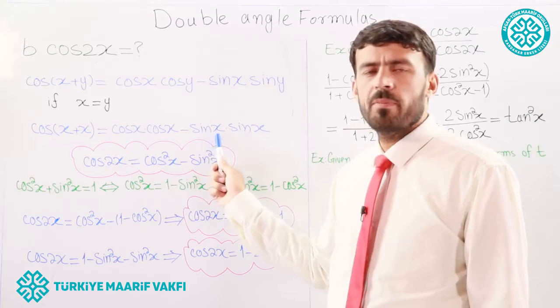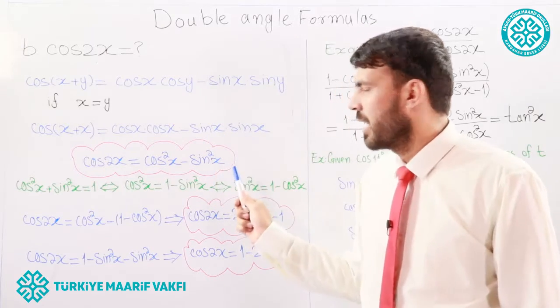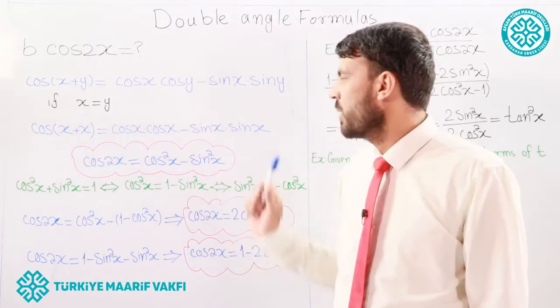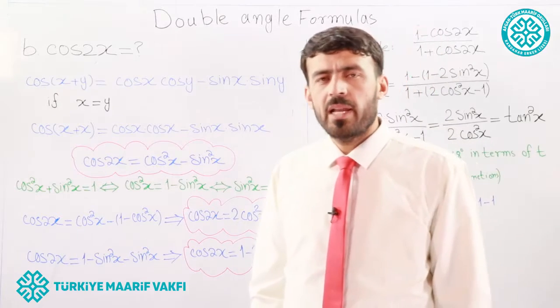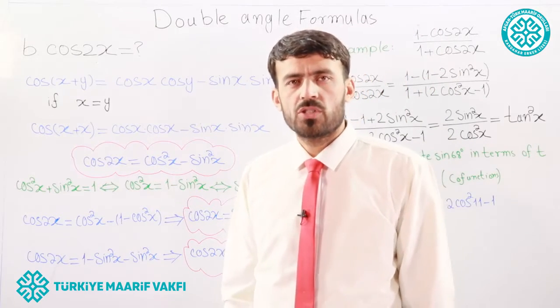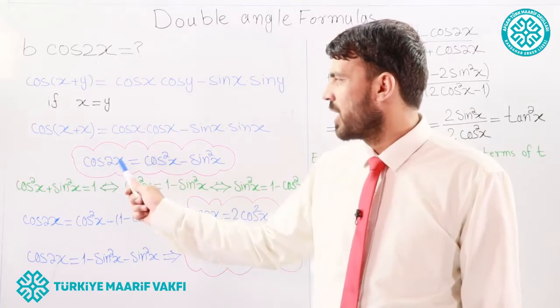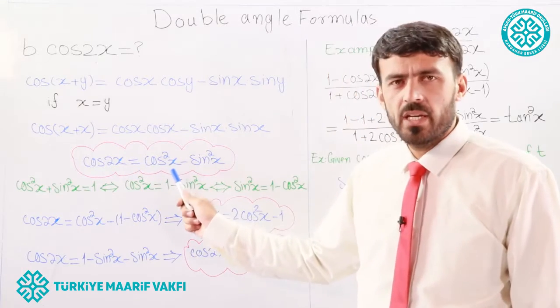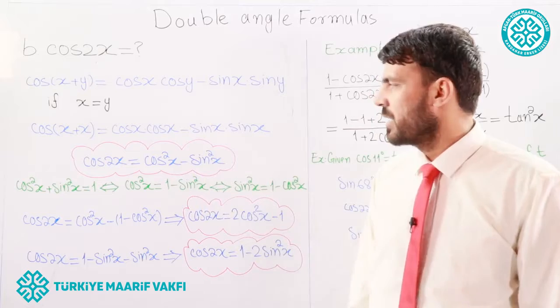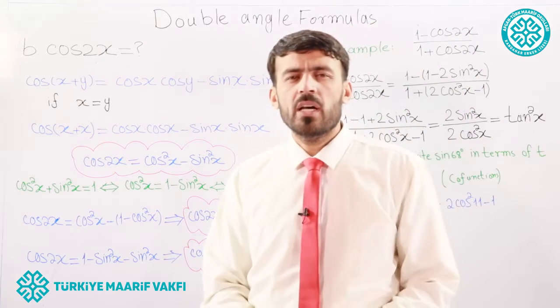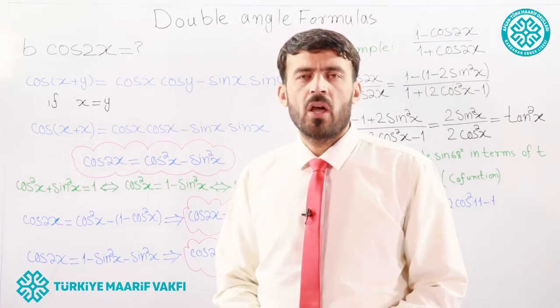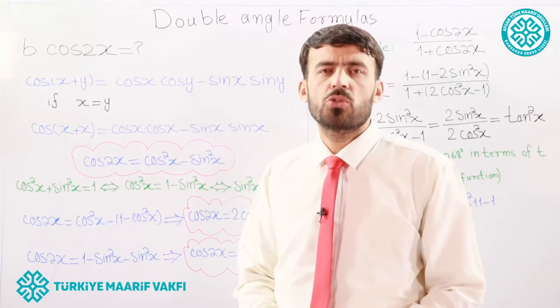Sine x will be multiplied into sine x, and this will be sine square x. So the double angle formula for cosine function is cosine 2x equal to cosine square x minus sine square x. We can write this formula in two other forms too.